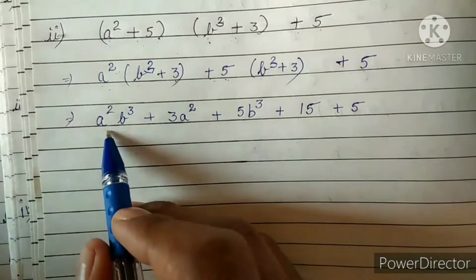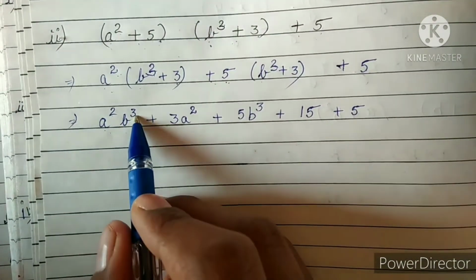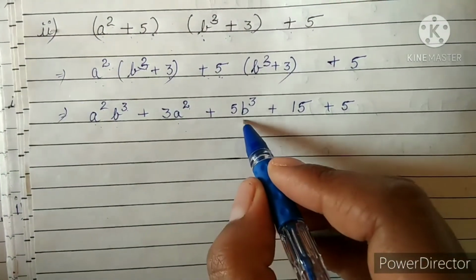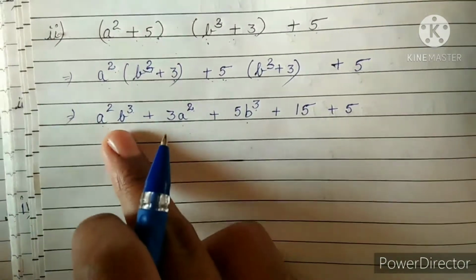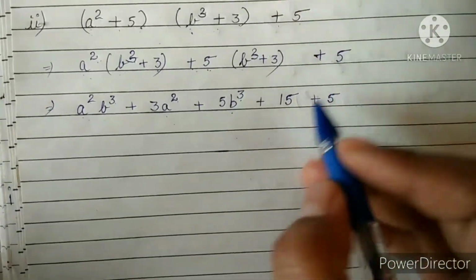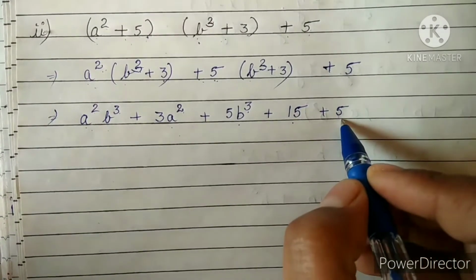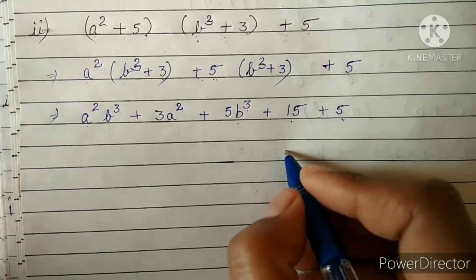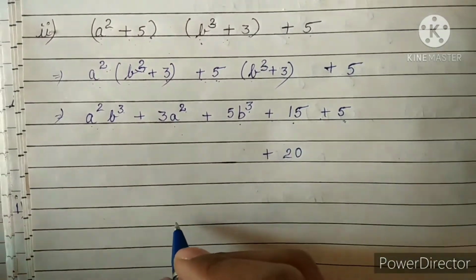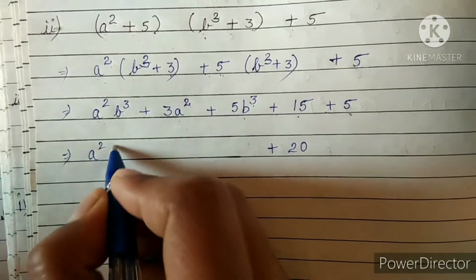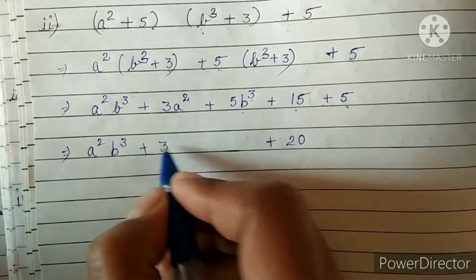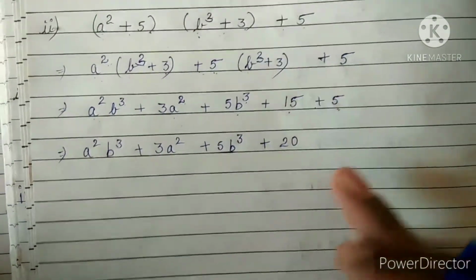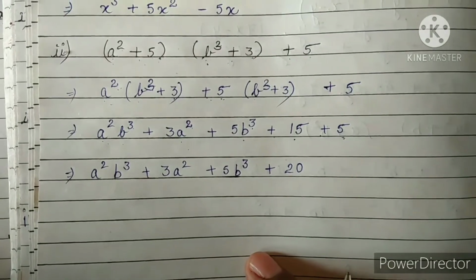In the first term we have a square b cube. In the second term we have a square only. In the third term we have b cube only. So we will not touch the 1, 2, 3 terms. Fourth term is 15 and fifth term is 5. Plus plus is plus. 15 plus 5 is 20 with positive symbol. And other terms will be the same as in the previous step in the answer. So this is the answer of the second one.